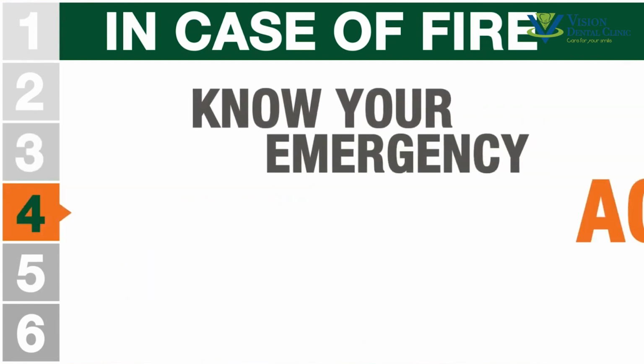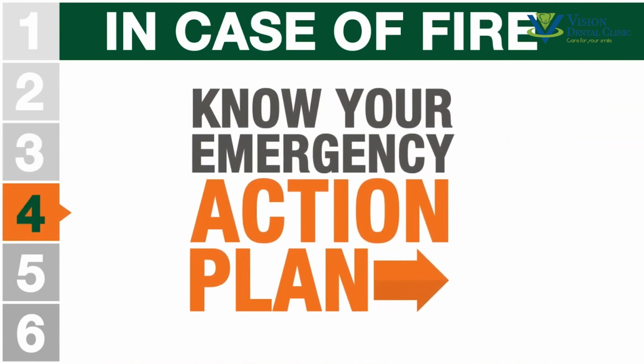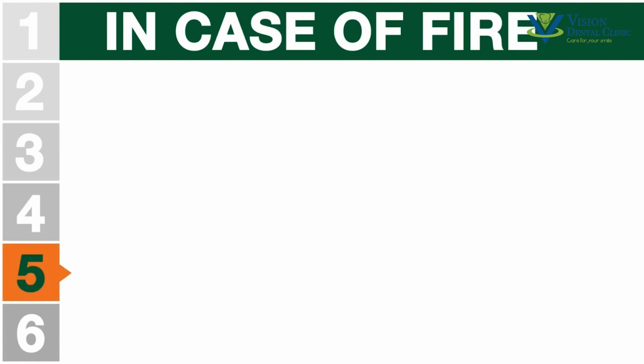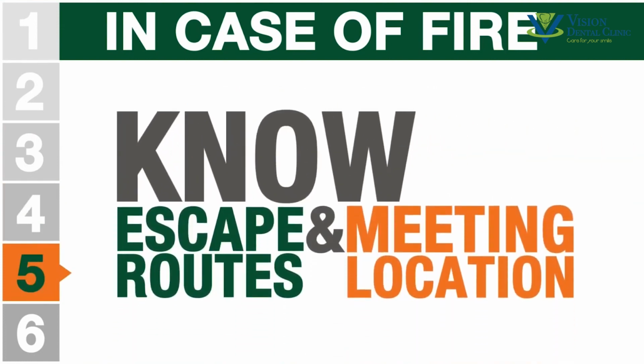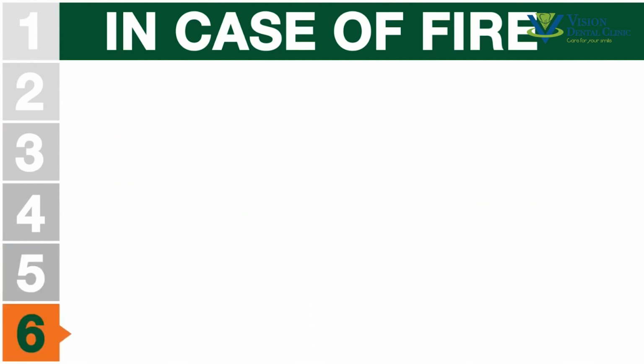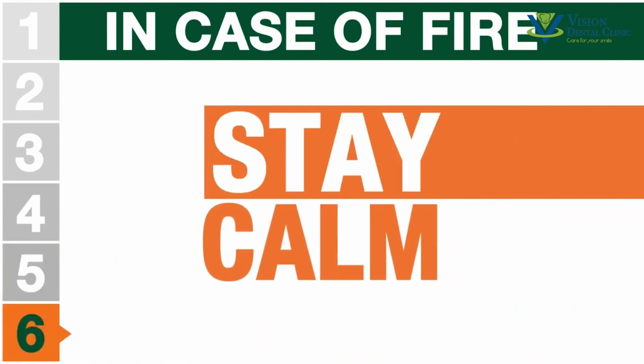4. Know and follow your department's emergency action plan. Your plan may include assigning certain employees specific responsibilities, such as ensuring everyone evacuates the building and assisting disabled individuals to areas of refuge. 5. All employees should know their escape routes and where to meet following a fire emergency. 6. And most importantly, stay calm.